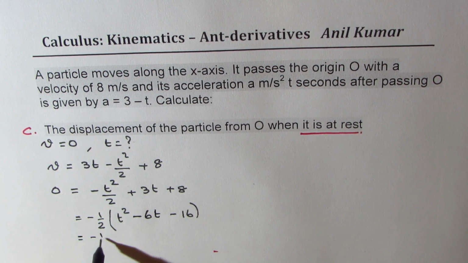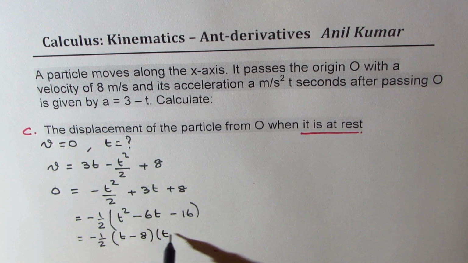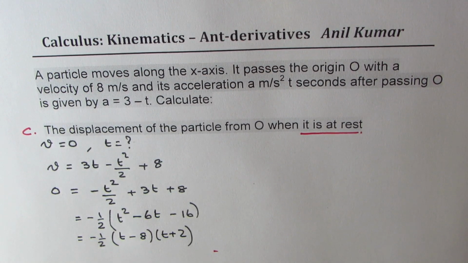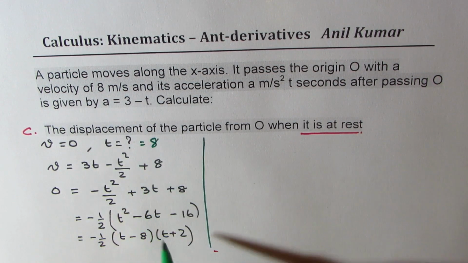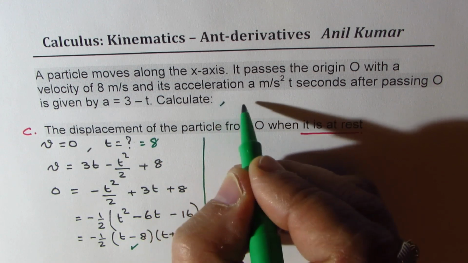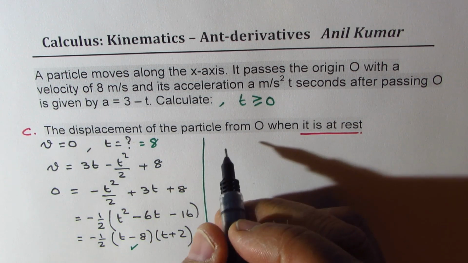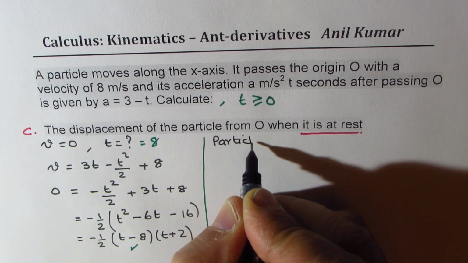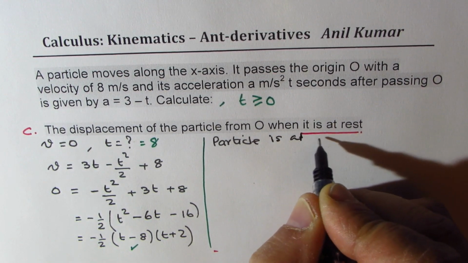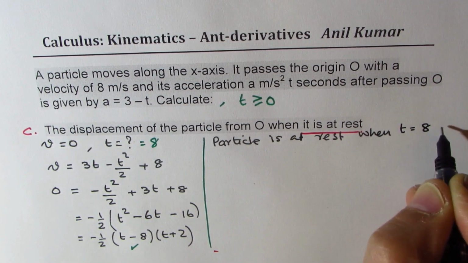So that could be factored, correct? 8 and 2 will give you 16, one negative 8. So we get t minus 8 times t plus 2. So we get this in factored form. From here, you know that t should be equal to 8, since minus 2 is not valid, as we know that t is greater than or equal to 0. Correct? So we can say the particle is at rest when t equals 8 seconds.